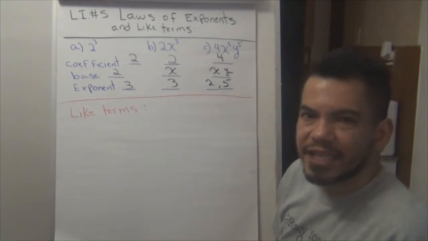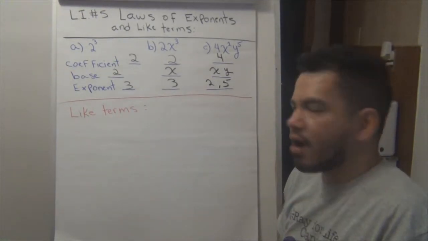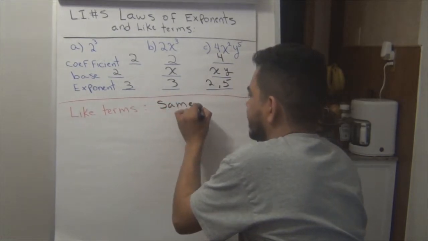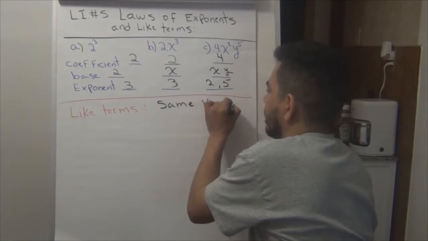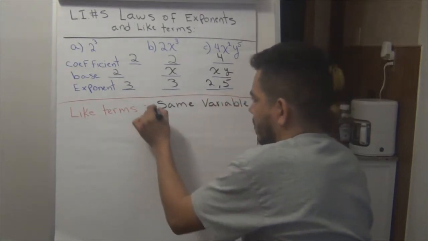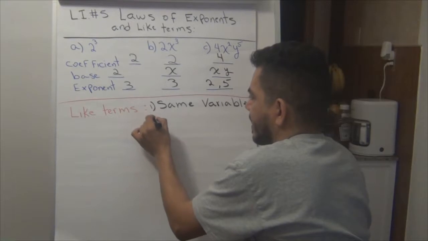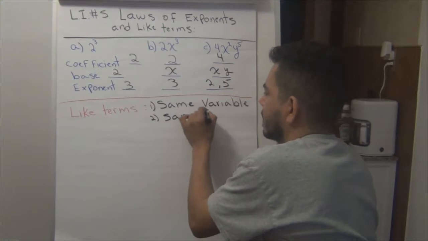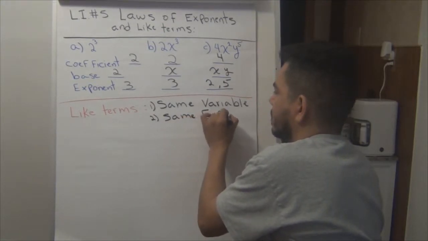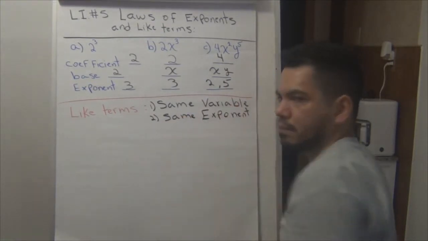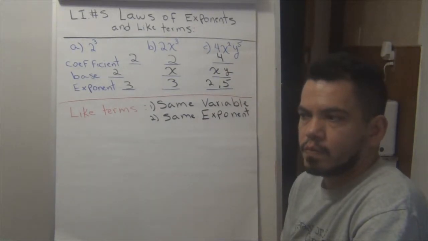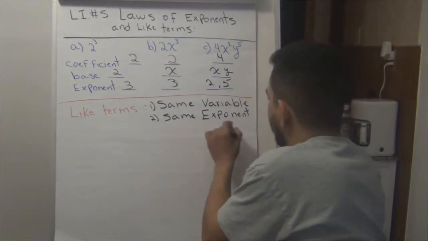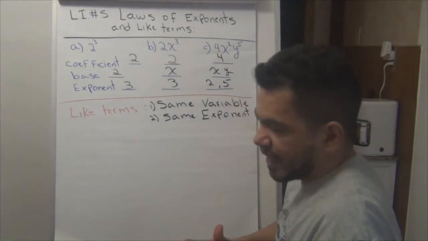Let us take a look at like terms. What are like terms? Like terms are terms that have the same variable, and they must have the same exponent. Good, you're taking notes. Okay, so now let's take a look at some examples of like terms.